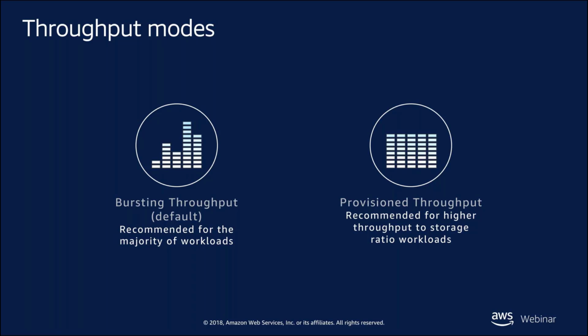So again, we recommend starting out with bursting throughput mode to see how it works. But you can actually change the throughput mode from bursting to provisioned when you need to. Then you can also increase and decrease your provisioned throughput when you need to as well. So very, very important attributes of a file system.